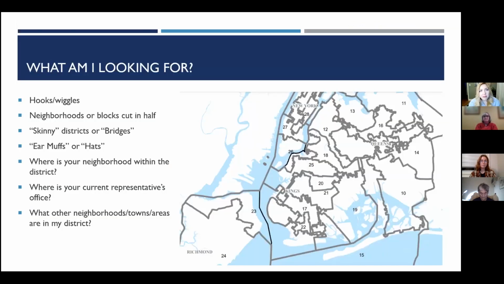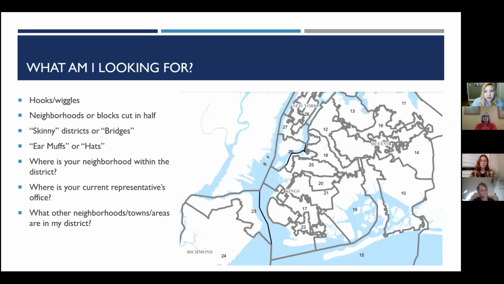So now that you know where the maps are, where to find them, and kind of how to look at them, what are you actually looking for? You're looking for basically weird stuff. You're looking for hooks and wiggles in the lines. You're looking for neighborhoods or blocks cut in half. You're looking for skinny districts or bridges where there's a piece of district here, a piece of district here, a little bridge connecting. Earmuffs or hats.